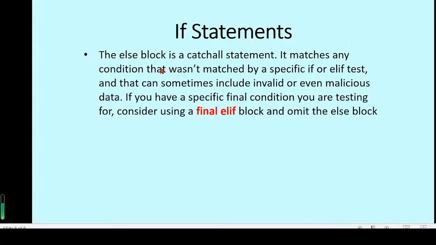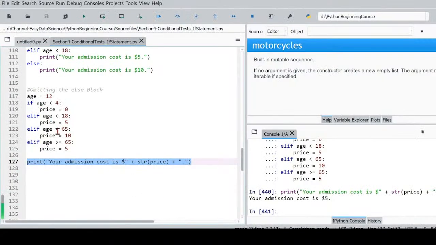The else block is a catch-all statement. It matches any condition that wasn't matched by a specific if or elif test, and that can sometimes include invalid or even malicious data. So if you have a specific final condition you are testing for, consider using a final elif block and omit the else block. This is what we have seen in this code.